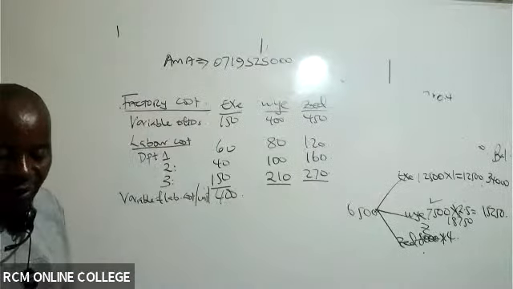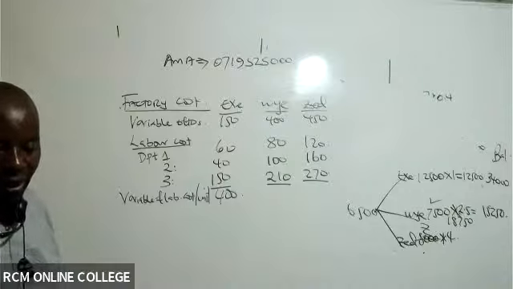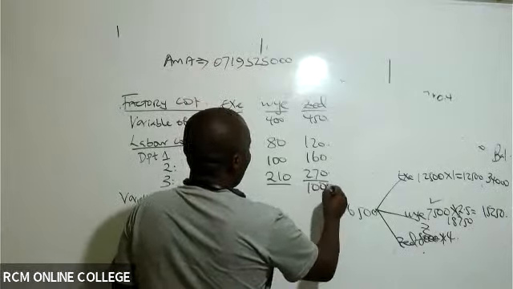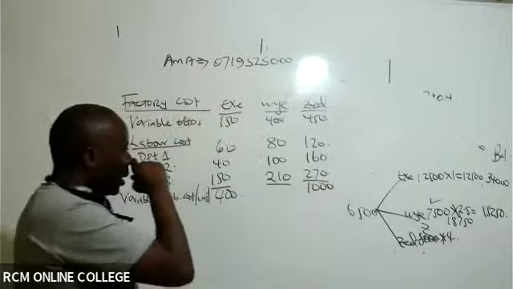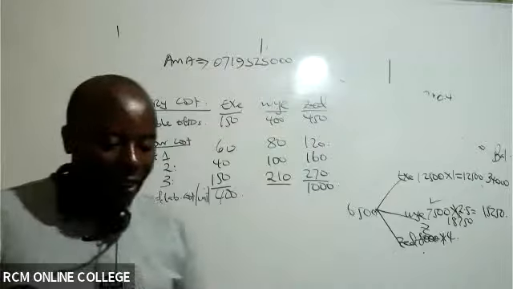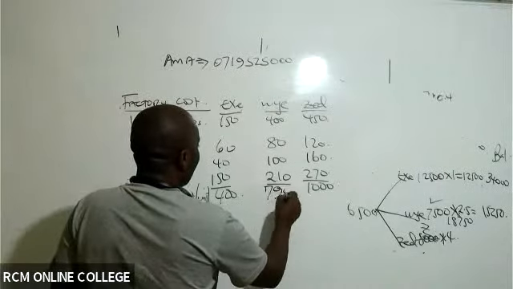Fixed costs we shall come to them. Great question. So Z is 1,000. And then for Y, somebody is giving me 790. Y is 790, like that.